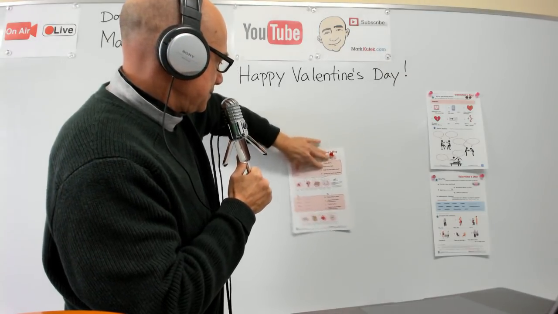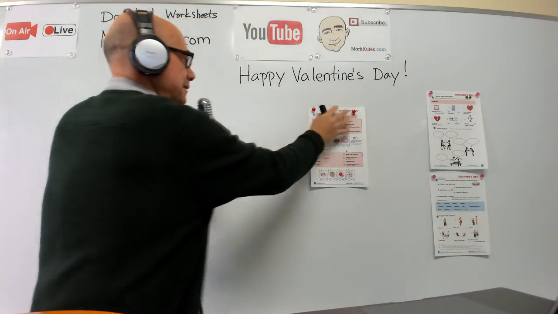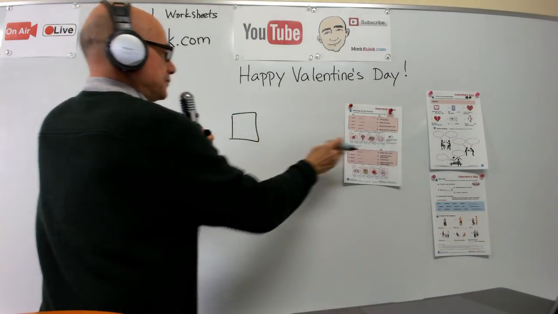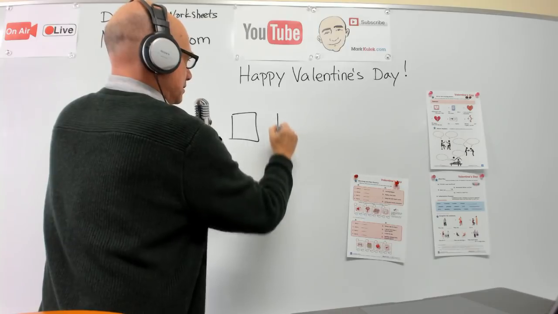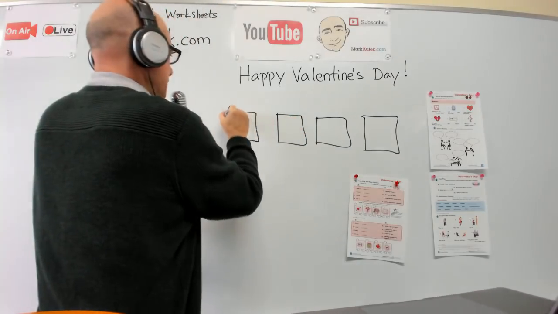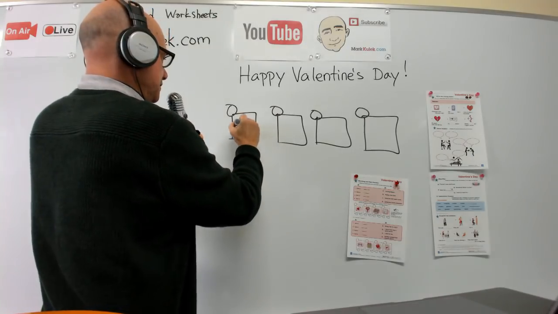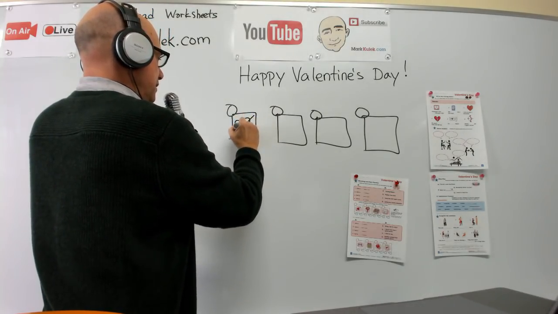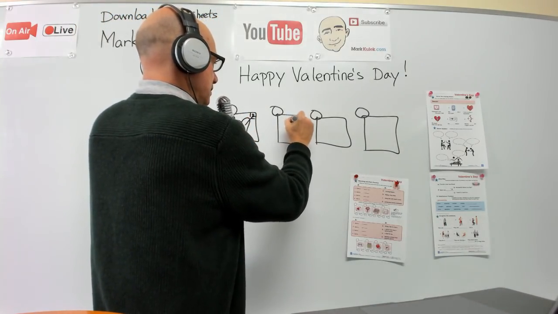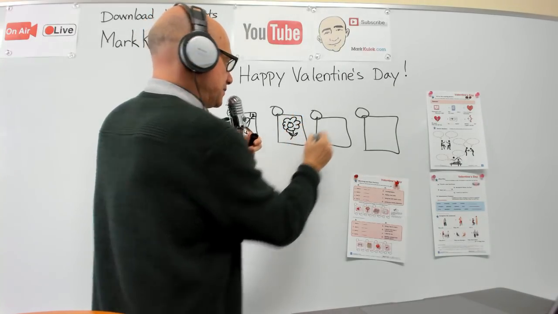For example, I'll write on the whiteboard. This might be easier for you to see. We have 4 pictures, 1, 2, 3, 4, and there's a circle here. The first picture is a heart, Cupid, the arrow, and the second picture is flowers. The third picture is chocolates.